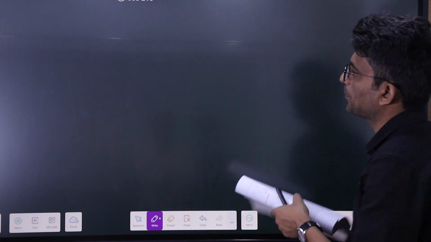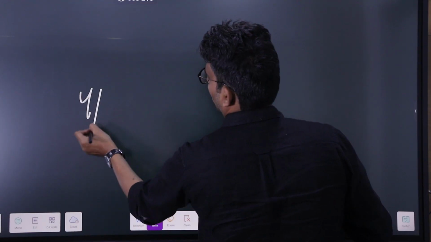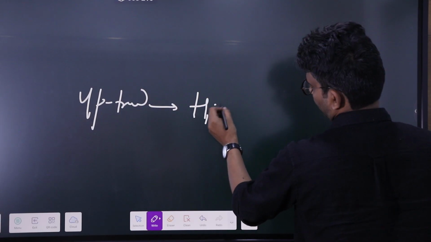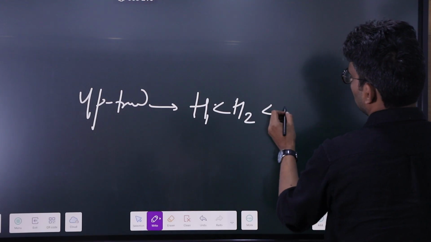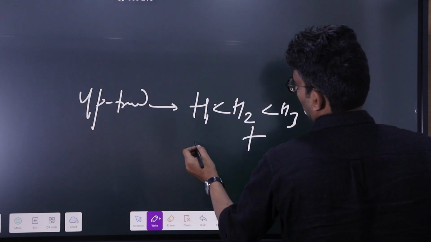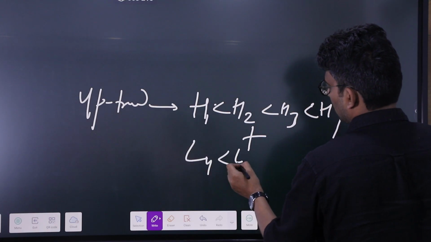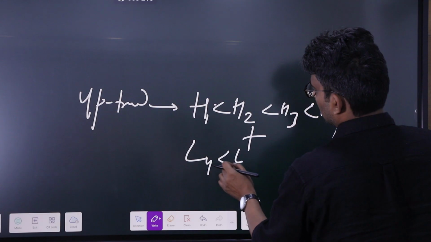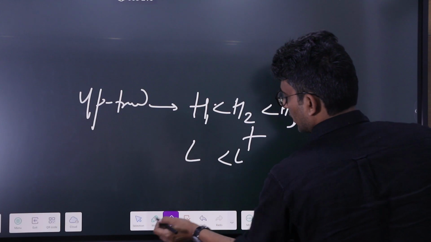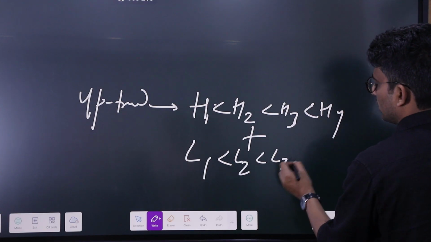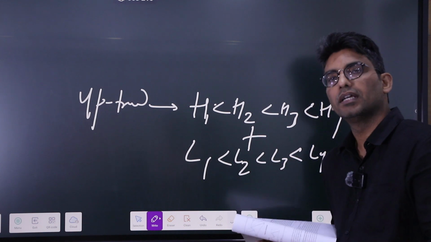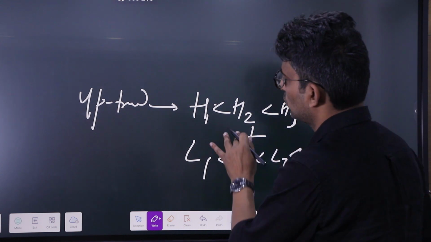Now let me write it clearly. So what is an uptrend? Let me plot it one more time. It's a combination of H1 less than H2 less than H3 less than H4, plus L1 less than L2 less than L3 less than L4. This combination is known as an uptrend according to Charles Dow theory. It has to be there.